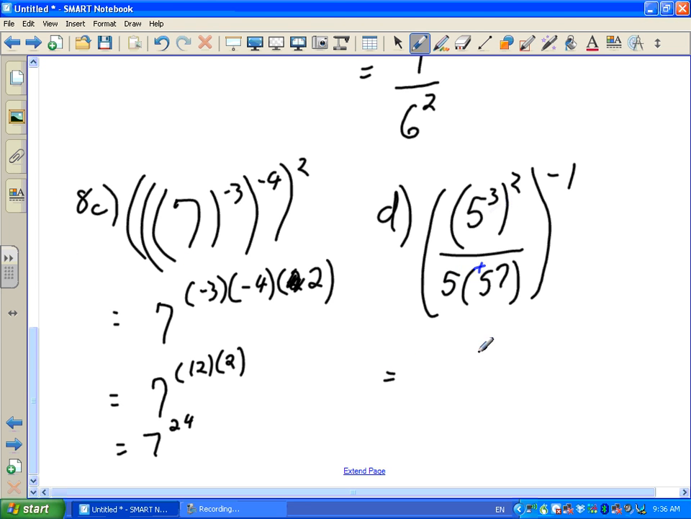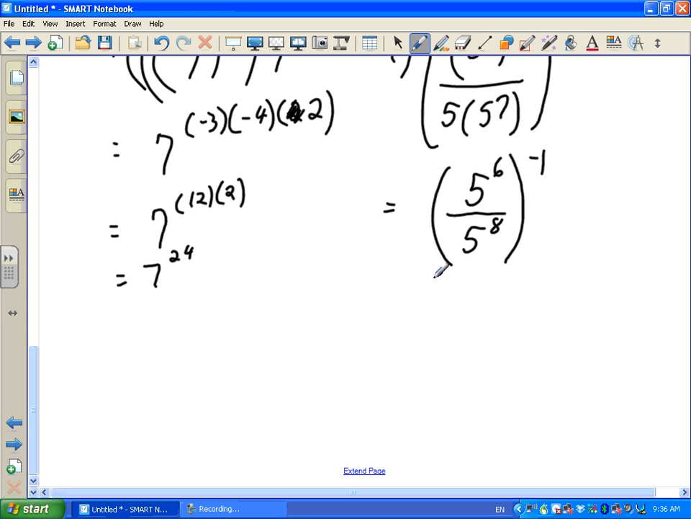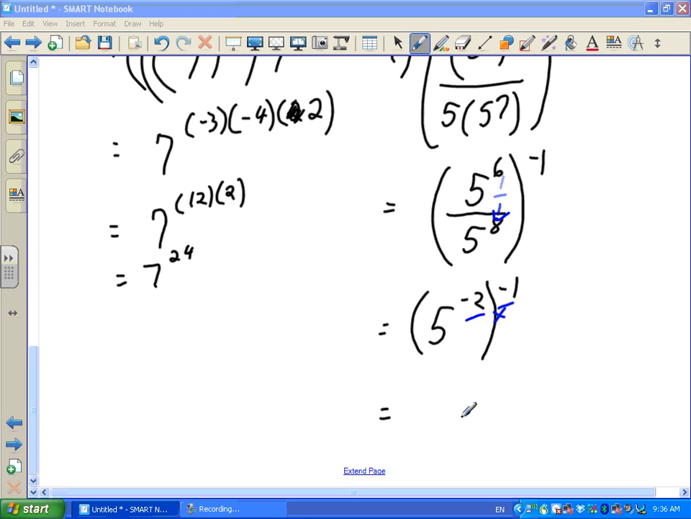So on top of this, 3 times 2 is 6, so I get 5 to the power of 6. 7 plus 1 is 8. I get 5 to the power of 8. All to the power of negative 1. Because I'm dividing again, I'm going to subtract exponents. So 6 subtract 8 is negative 2 to the power of negative 1. I multiply those two exponents. So here we subtracted just to give you an idea. Here we need to multiply. Negative 1 times negative 2, positive 2. 5 to the power of positive 2.